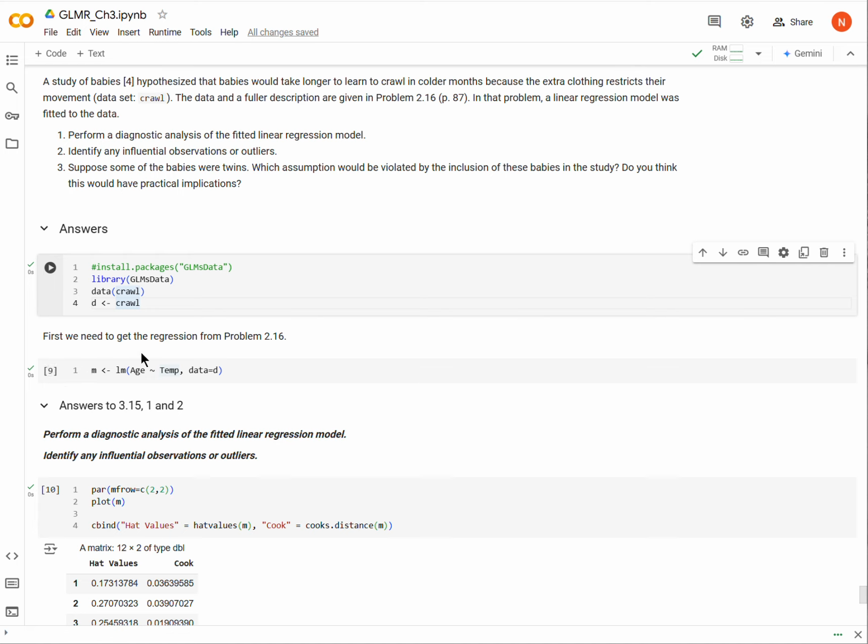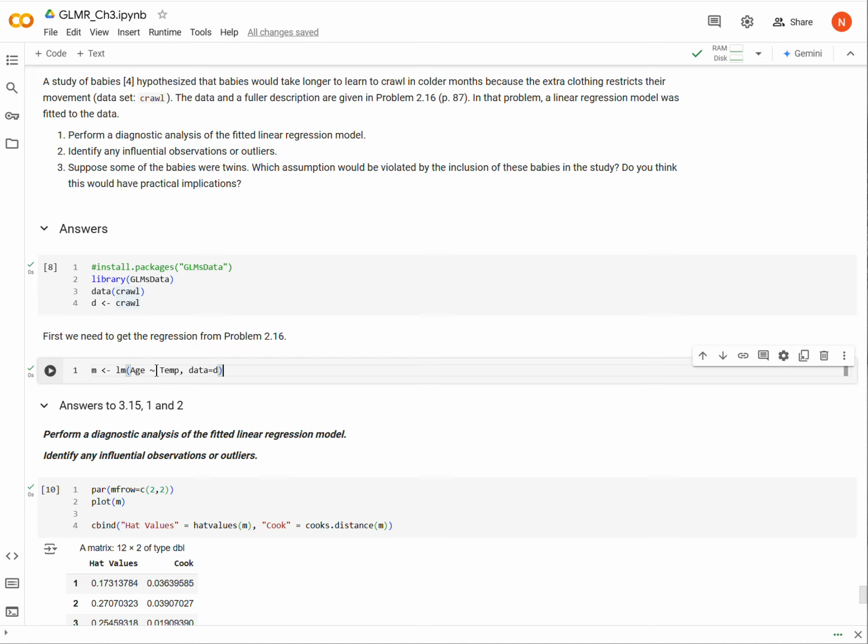I'm also going to copy and paste what I used as the regression model from 2.16. Roughly, this is a bunch of babies, and I believe it's the age at which they started to crawl and the temperature 6 months after they were born, which I assume means about the time that we expect babies to start to crawl. The hypothesis was that babies that are 6 months old during colder temperatures will take longer to crawl, because they're going to be bundled up in all sorts of clothes, and it limits their mobility, so they don't learn until later. So that's the basic idea.